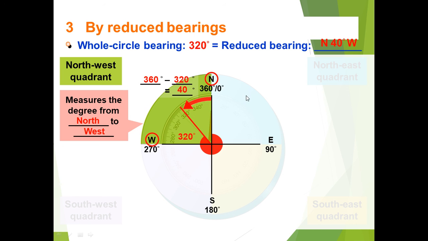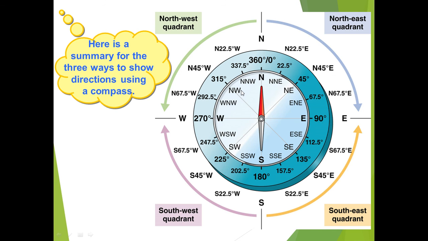I think that's it for today's lesson. And here is a summary for the three ways to show direction using a compass, including the first one, the whole circle bearing, and also the reduced bearing. So please make sure that you can understand all of it.